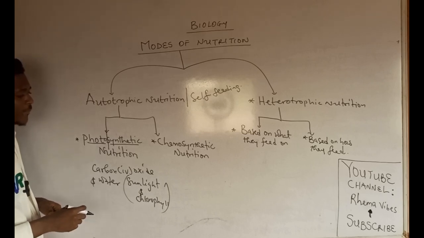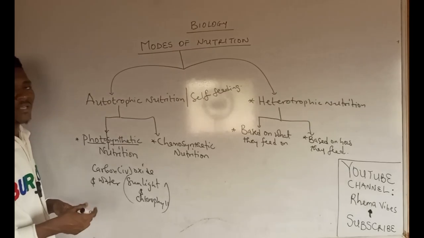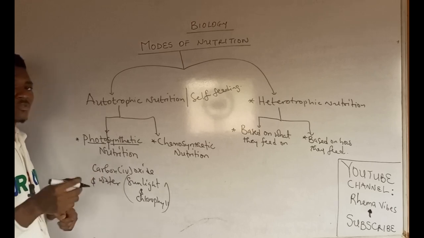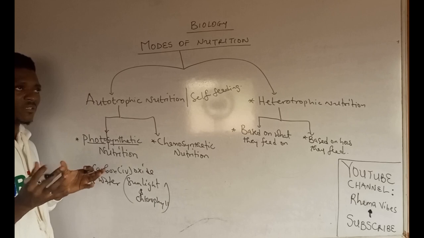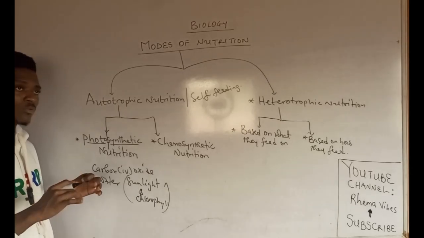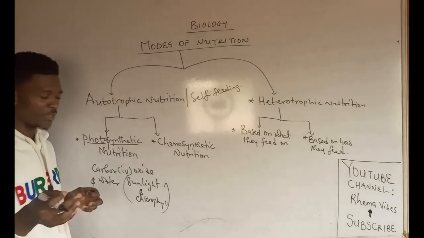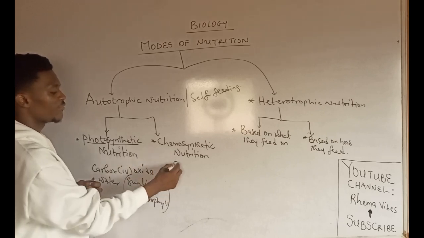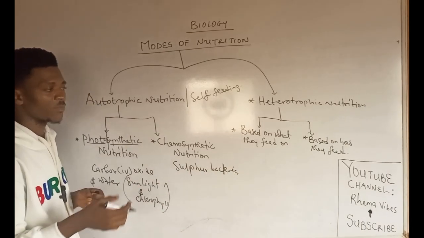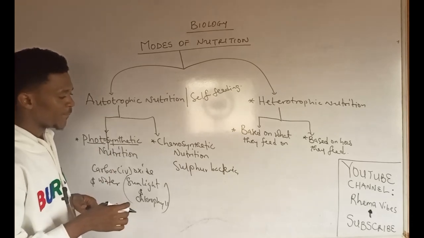Then we have chemosynthetic nutrition. This one has to do with certain non-green plants that come in the form of bacteria that are able to manufacture their food without using sunlight energy. So what do they use if they don't use sunlight energy? Of course, they use a combination of simple inorganic chemical substances, and by simple redox reaction, they are able to manufacture their food. So they harness the chemical energy from the chemical reaction to produce their food. Classical examples are the sulfur bacteria, the iron bacteria, nitrosomonas, nitrobacter, and the rest of them. Those are the ones that fall under chemosynthetic nutrition.